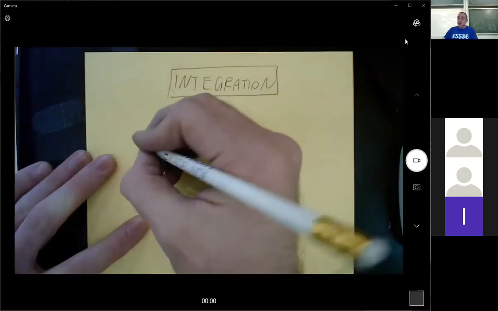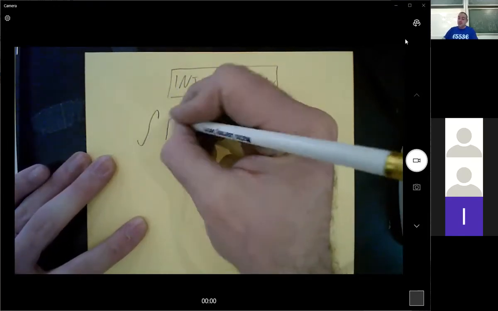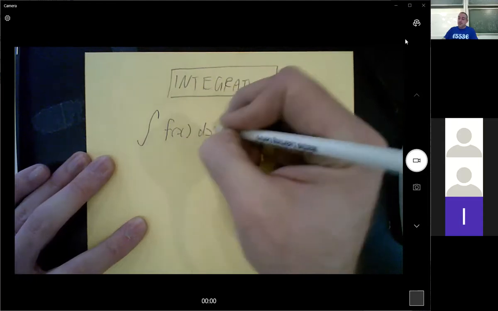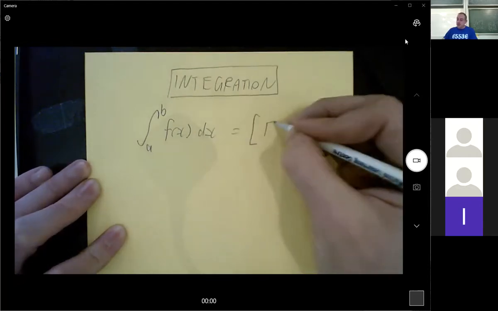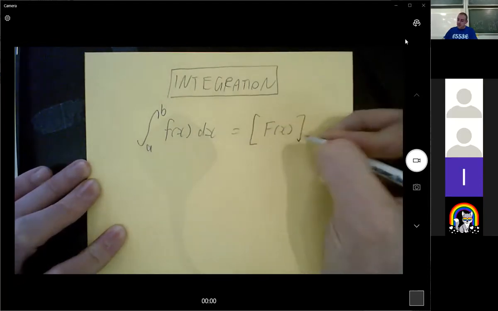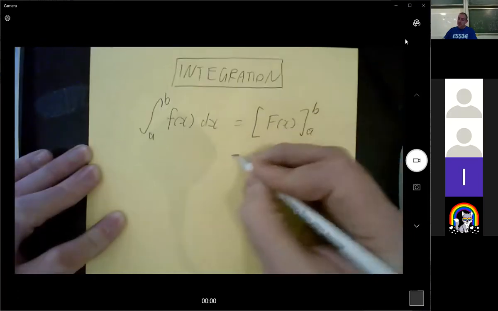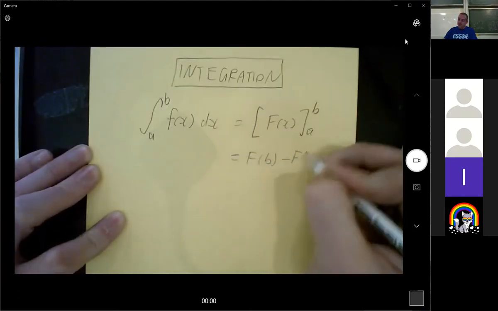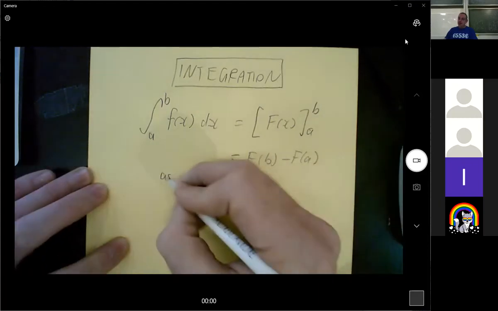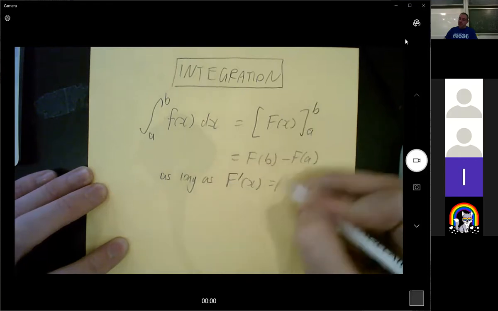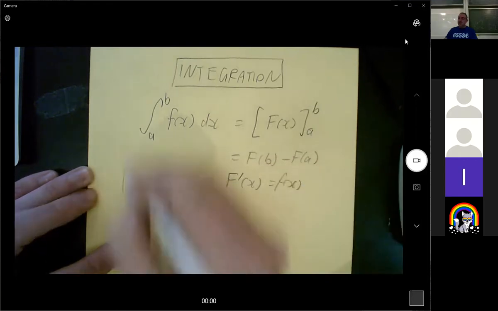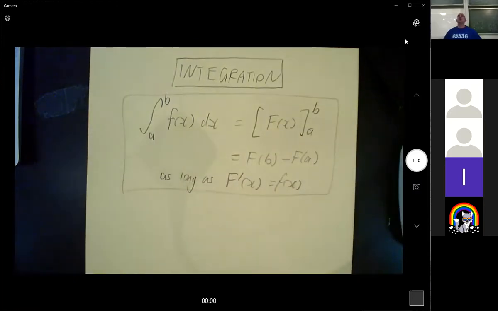And it turns out that when you do the integral of a function from one place to another, then it comes out to be this, which is short for this, as long as the derivative of this capital F function is the little f function. That's, I believe, the second fundamental theorem of calculus. So the second fundamental theorem of calculus says how to do an integral.